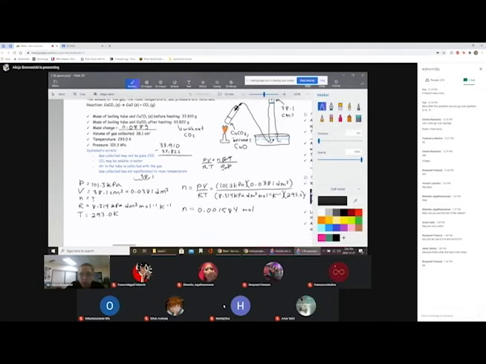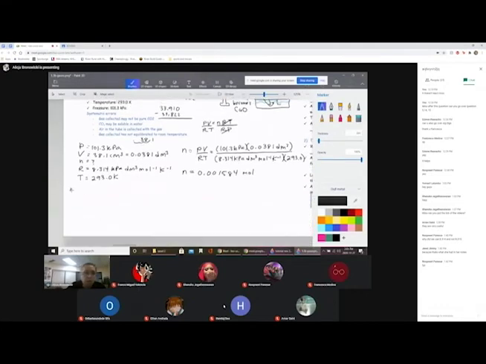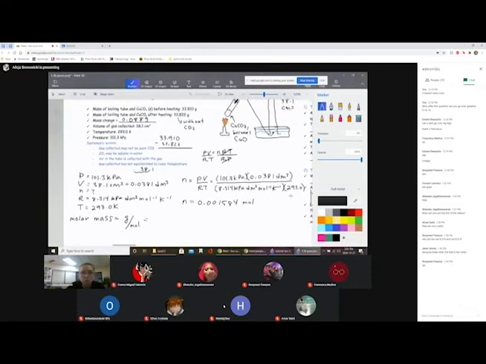Okay, so I want molar mass, right? So molar mass, which is grams per mole, is equal to 0.088 grams over 0.001584 moles.